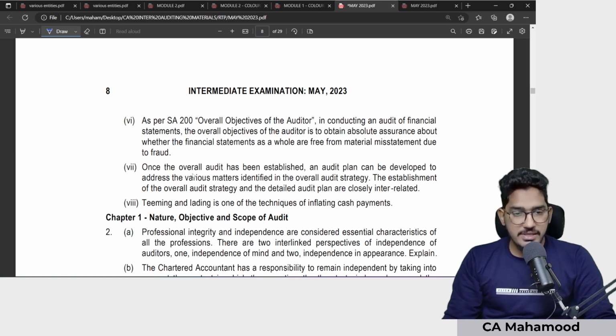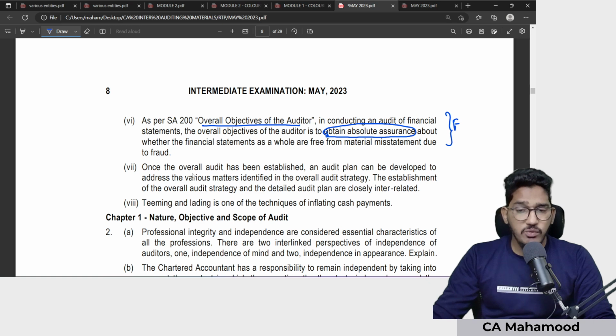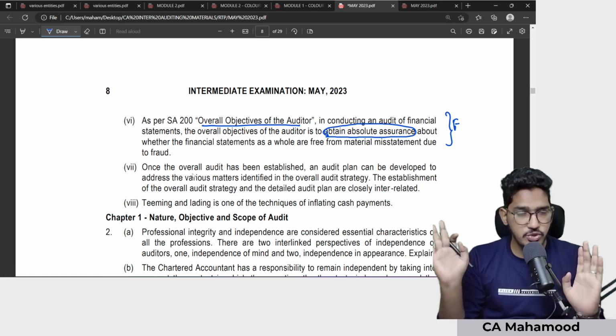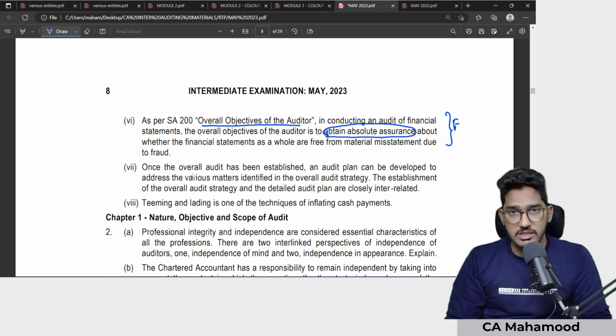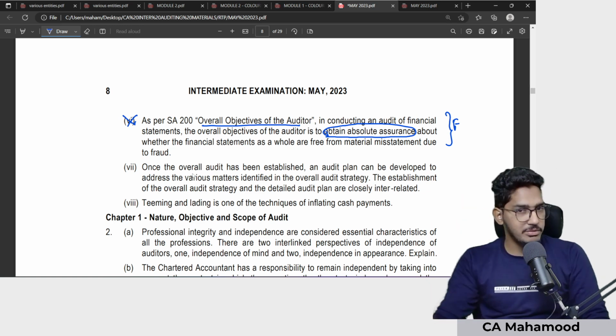Next one. As per SA 200, overall objectives of the auditor. In conducting an audit of financial statements, the objective of the auditor is to obtain absolute assurance about whether the financial statements as a whole are free from material misstatement. Basic question, no? Are you required to obtain absolute assurance as per SA 200? No. Why? Because SA 200 says we need to obtain only reasonable assurance. And in fact, we cannot obtain absolute assurance. Why? Because the process of auditing is suffering from some inherent limitations. So in the question, they are saying the auditor shall obtain absolute assurance, which is obviously wrong. The auditor should obtain only reasonable assurance. That is what SA 200 is expecting from the auditor.